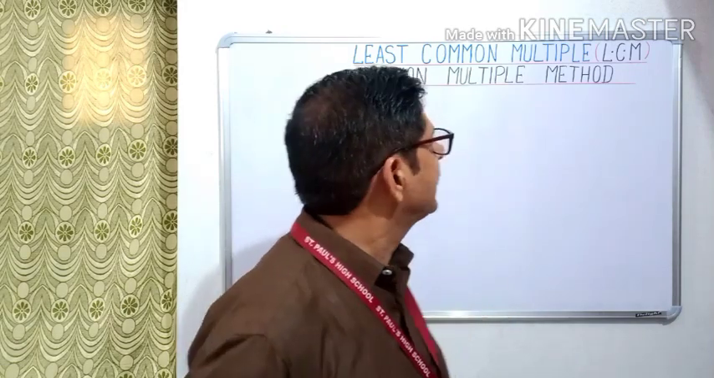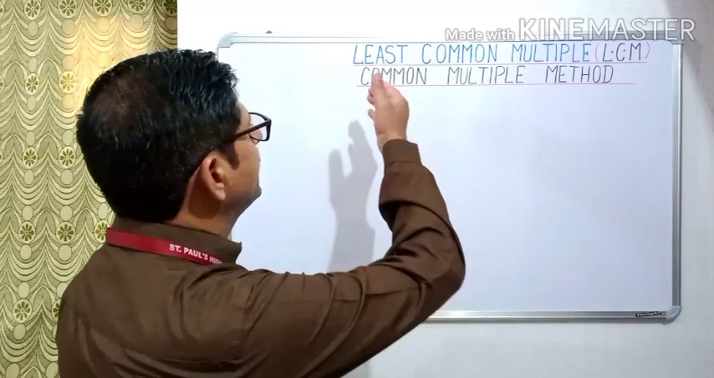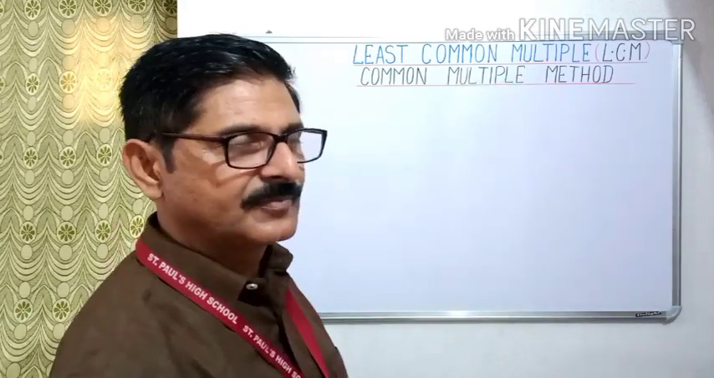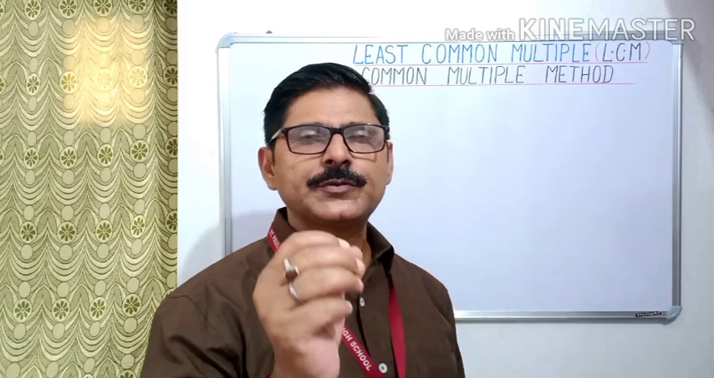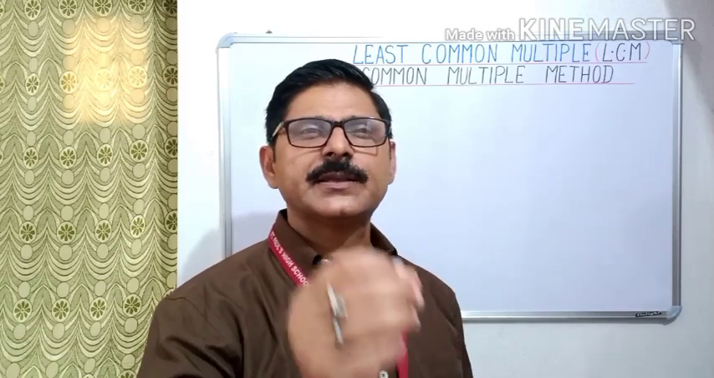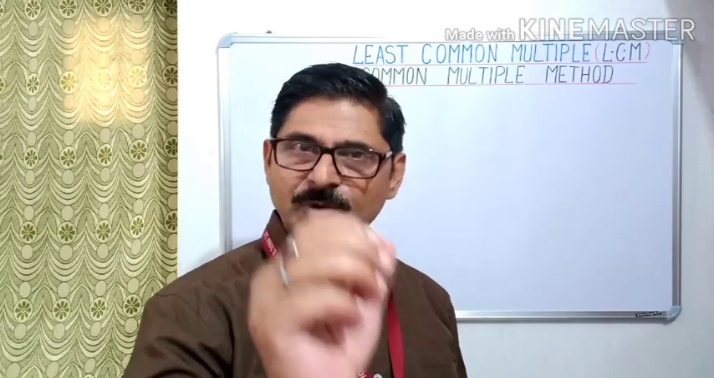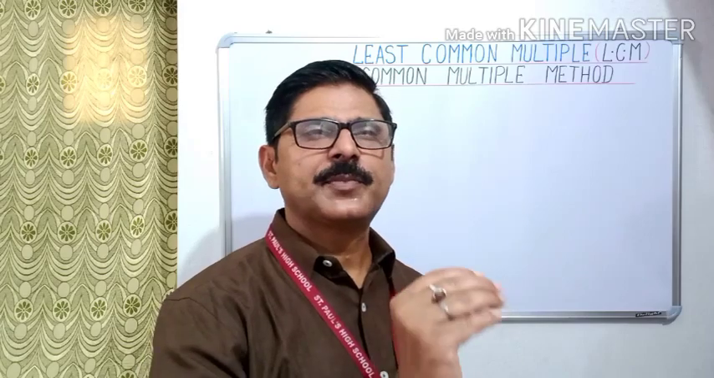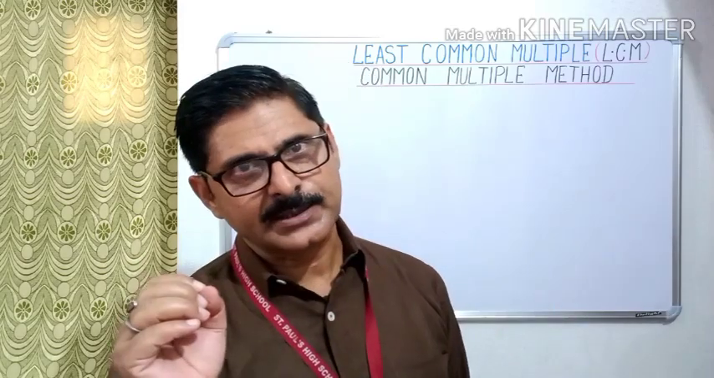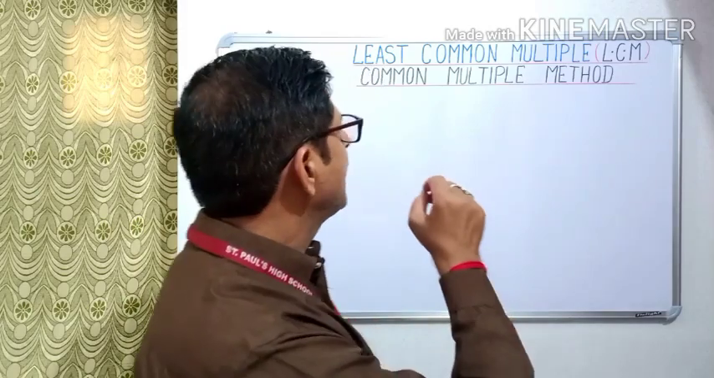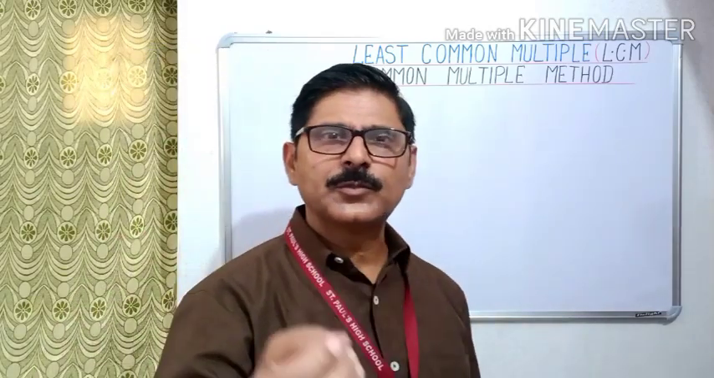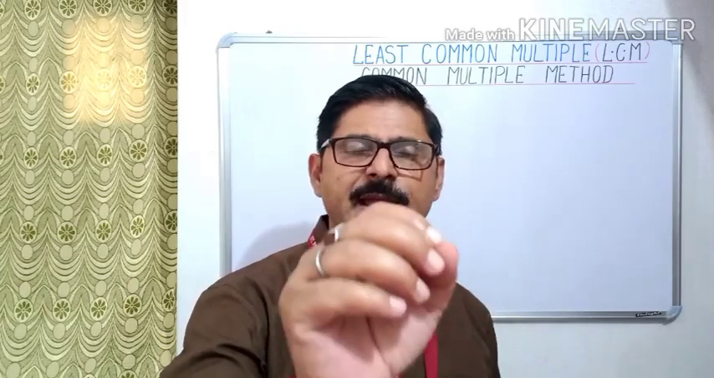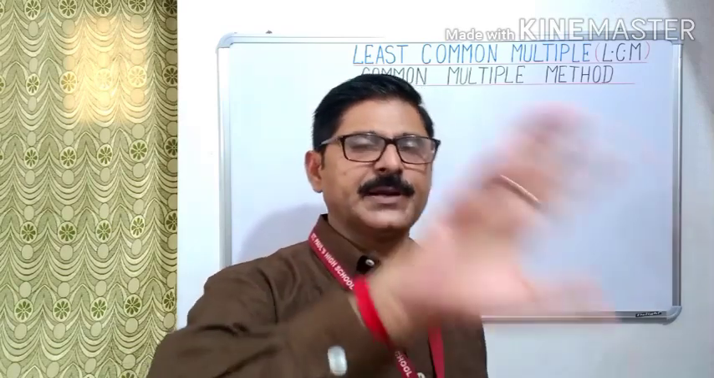Dear children, today we are going to learn least common multiple. In short, we call it LCM. LCM of two or more than two numbers is the least number, a smallest number, which can be divided by all the given numbers exactly. Let me repeat it. LCM of two or more than two numbers is the least number which is exactly divisible by the given numbers.